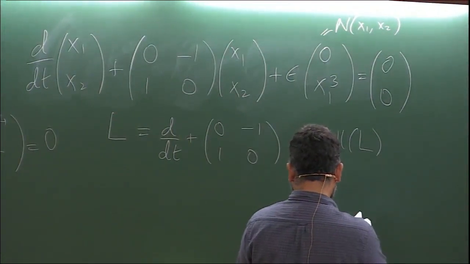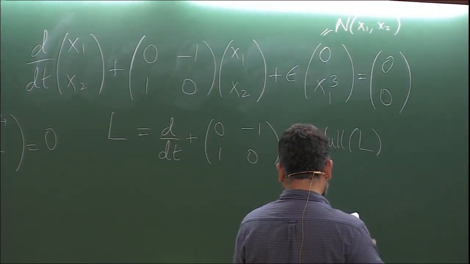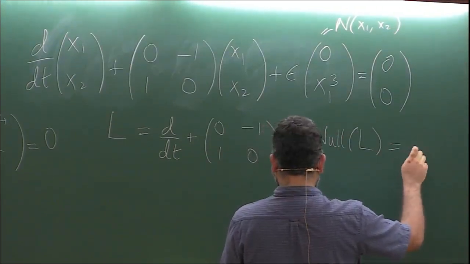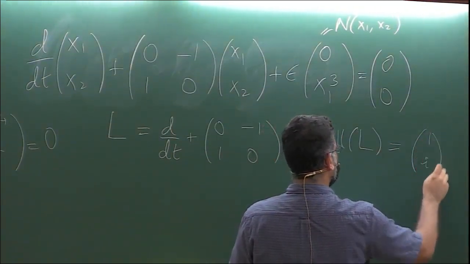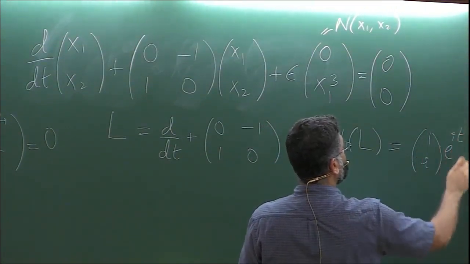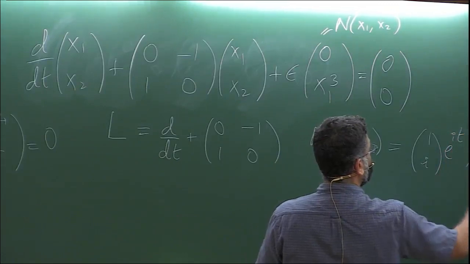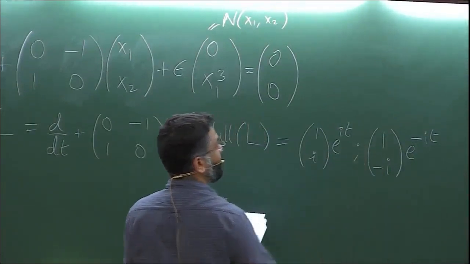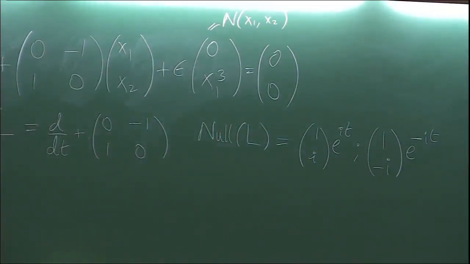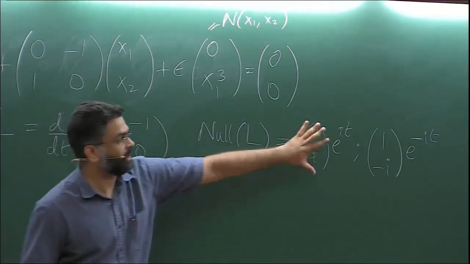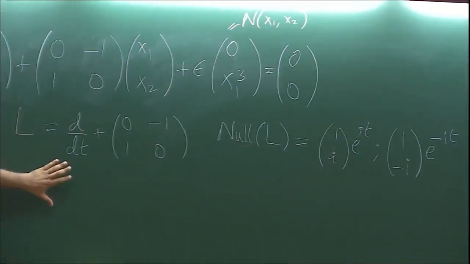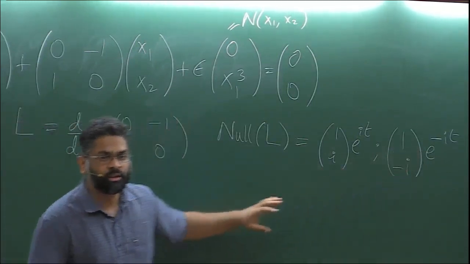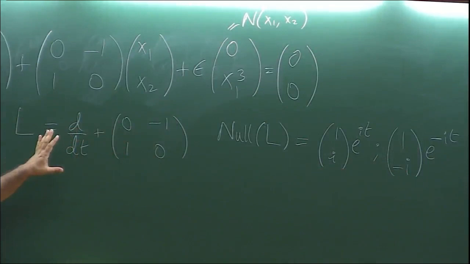where do I write that down? Is (1, i) e to the it, (1, minus i) e to the minus it. So the null space of L is spanned by two vectors. (1, i) and (1, minus i) are the eigenvectors, plus or minus i are the eigenvalues for this matrix. And so if you take this vector, act it on with L, you will get 0. If you take this vector, you act it on with L, you will get 0. Okay?